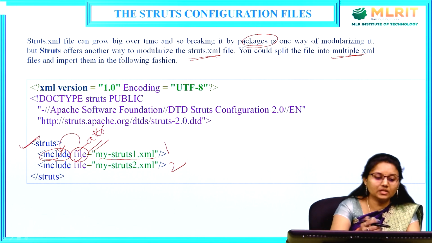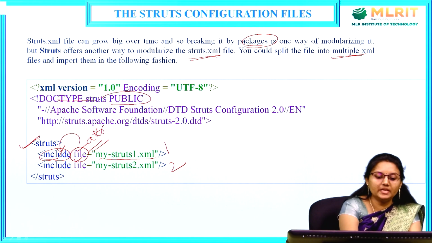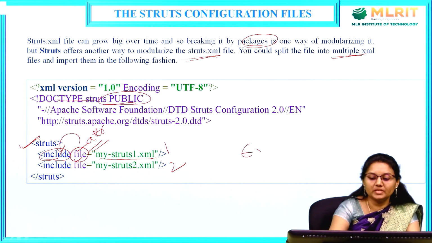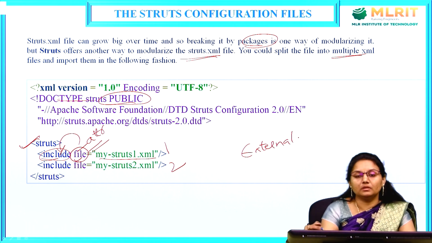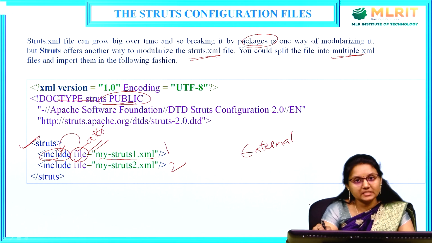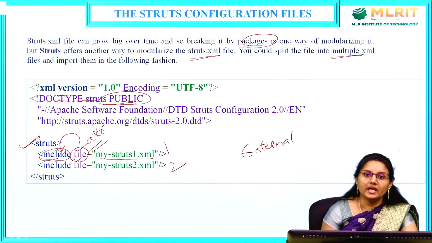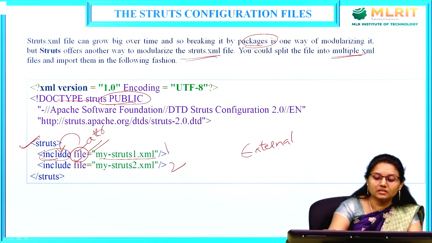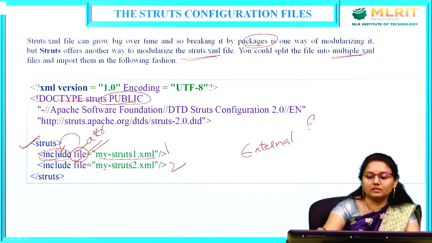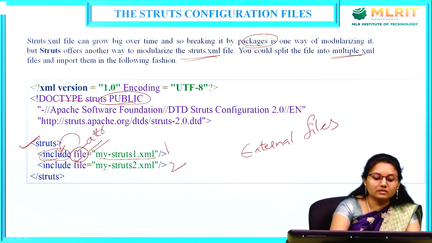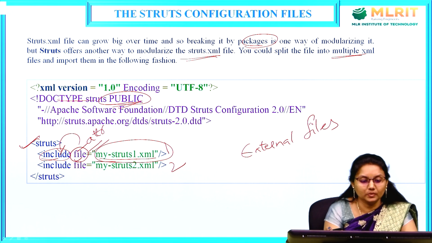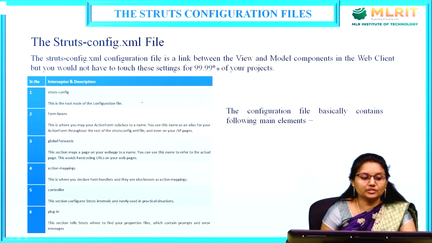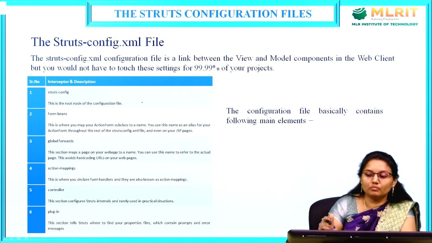And we are giving here doctype struts public. What is this public? Public means external file. So you know, sometimes the files can be imported implicitly and also explicitly. Implicitly means in the same file we will write. Explicitly means we are extracting the external files. So that external file names we are giving here using this public keyword. That's a keyword. Struts configuration file has view and model components.